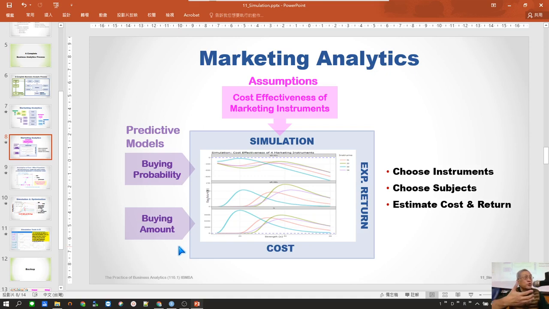customer, and you also need to set an objective. For example, you try to raise their buying probability by 5%. So you choose a population, and you want to do some marketing on them. For example, you can deploy a coupon, you can do some promotion, you can do some advertisement, in order to bring up the buying probability, right? So you apply some marketing instrument on some of the customers.